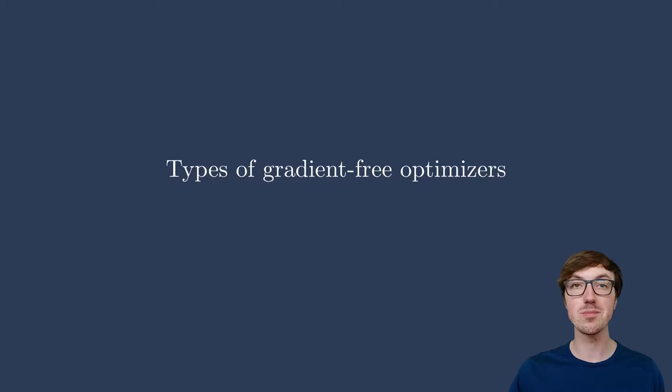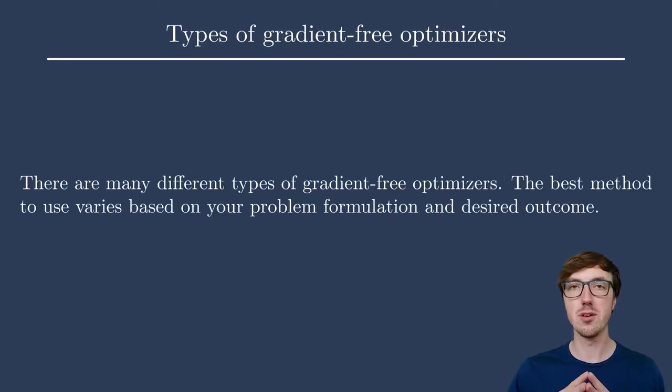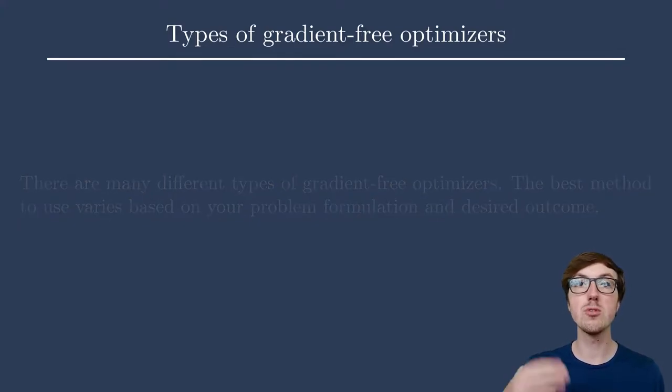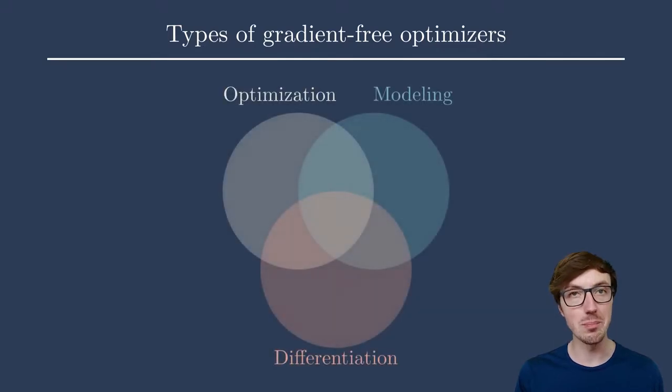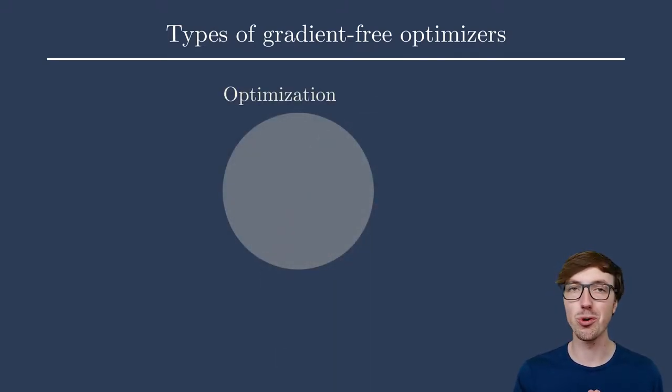Today, we're talking about types of gradient-free optimizers. There are many different types of gradient-free optimizers, a ridiculous number, frankly. We're going to talk about just a few of them and some broad categories and when they might be useful today. The best method to use really depends on your problem formulation, how multimodal or discrete your design space is, and a multitude of other factors. I'll just introduce some different types of gradient-free optimizers today. This has to do with the optimization subcategory in this course.